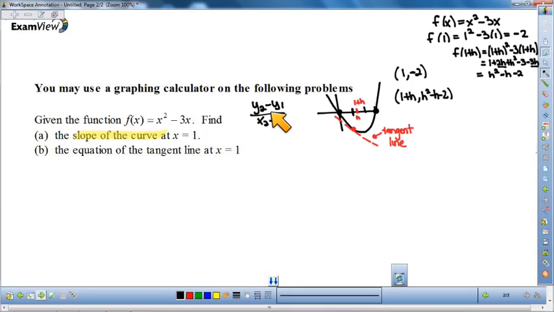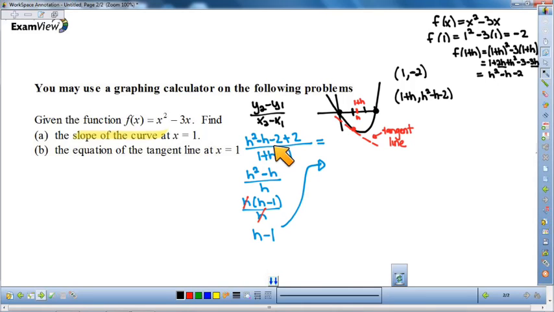So now we're going to use our rate of change equation. It's going to be y2 minus y1 over x2 minus x1. Notice it was y2 minus y1, so that's how it became a plus, over x2 minus x1. Combine like terms, factor out the h, and we get h minus 1.